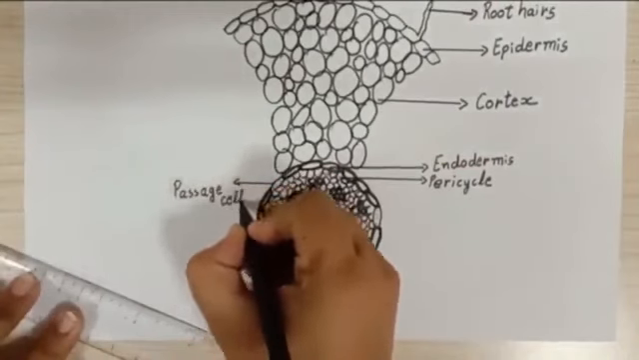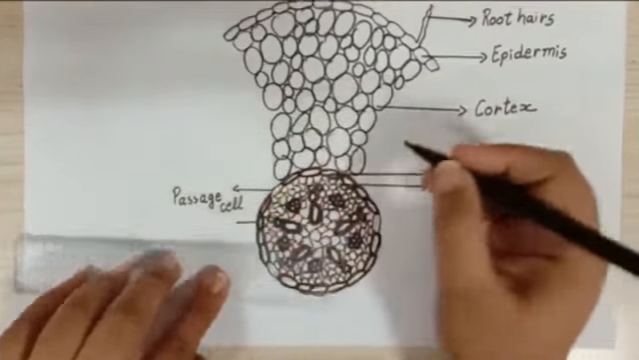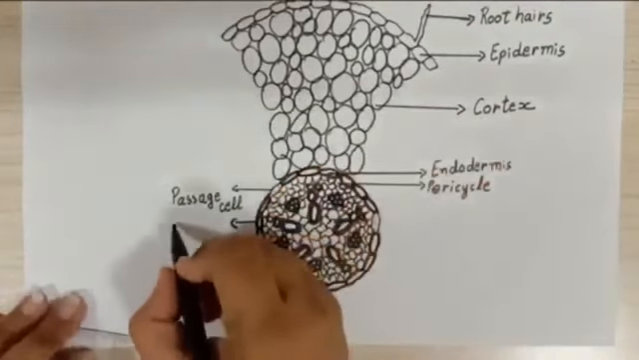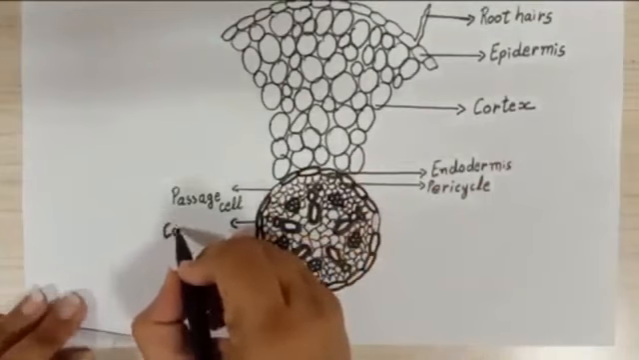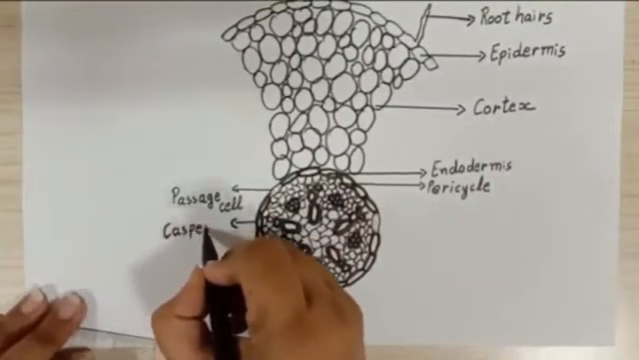Let me discuss it with you. The cells opposite to the xylem will not have thickenings. They will have an inlet for water to get inside. Whereas the cells opposite the phloem are occupied by a thick layer called the Casparian strips.